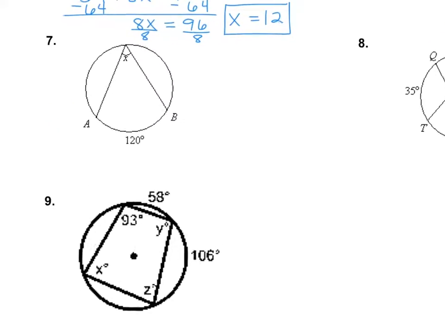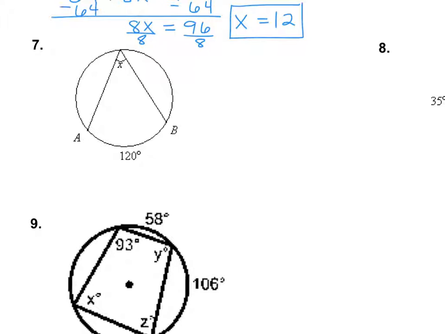Okay. Number 7. Easiest question on your test right here. What is it? You just cut it in half, right? If the point is on the circle, so if your vertex is on the circle, it is an inscribed angle, and it is half of the intercepted arc. So your intercepted arc is this one, which is 120, making that angle half as much, half of 120.